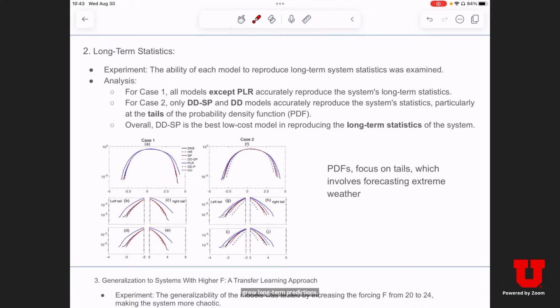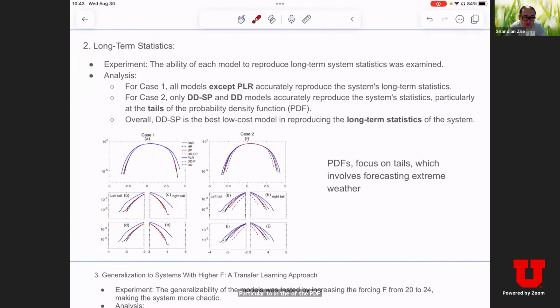So for case one, all models except PLR can accurately produce the system long-term statistic. And for case two, only DDSP and DD models can accurately reproduce the system statistic, particularly the tails of the PDF.